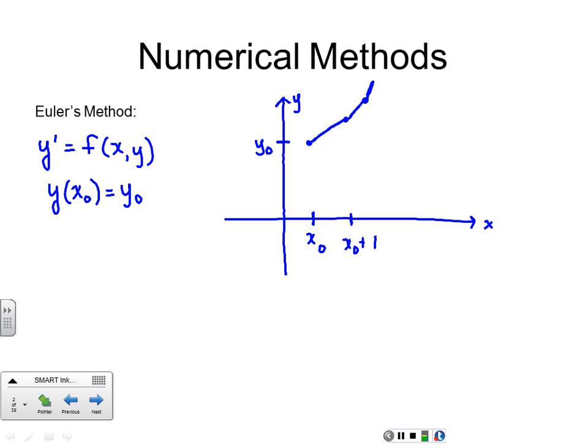Now what was the most basic definition of slope that you guys remember from algebra class? Say it. Rise over run. You got it.